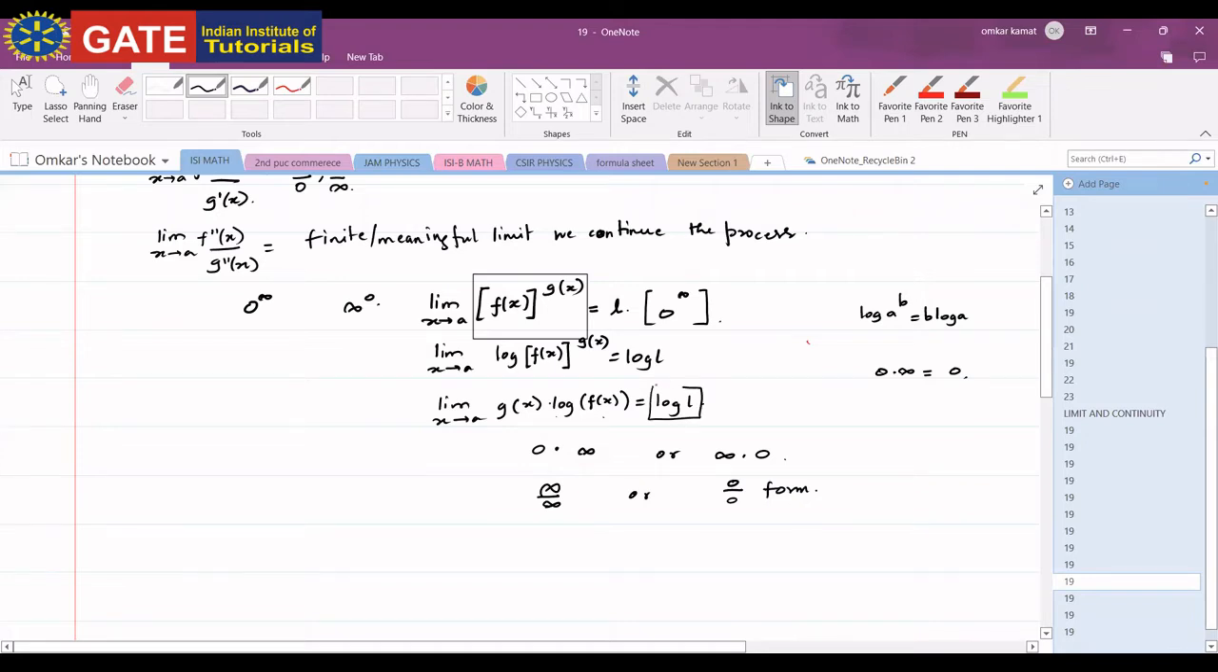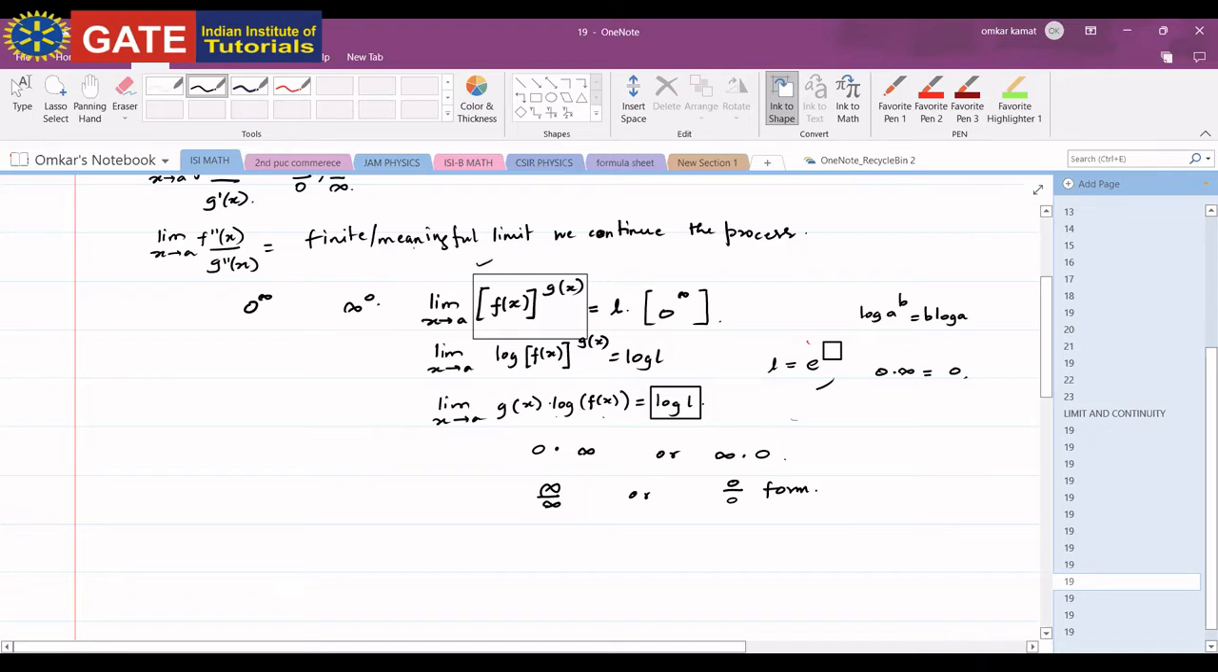And remember, on RHS it will be always log of L. So once you have to find L, you will take the reciprocal of log, that is e to the power some value, and that value will be your answer, the limiting value of this function.